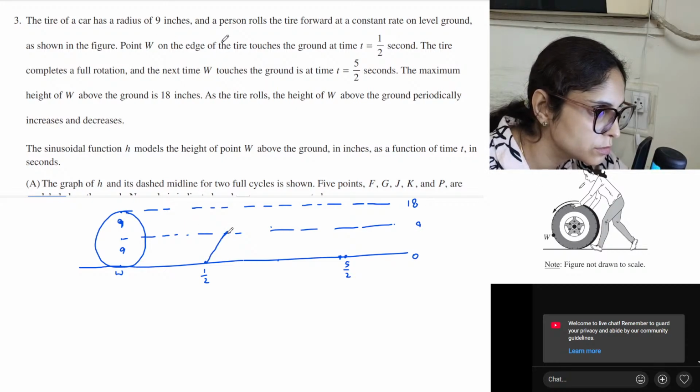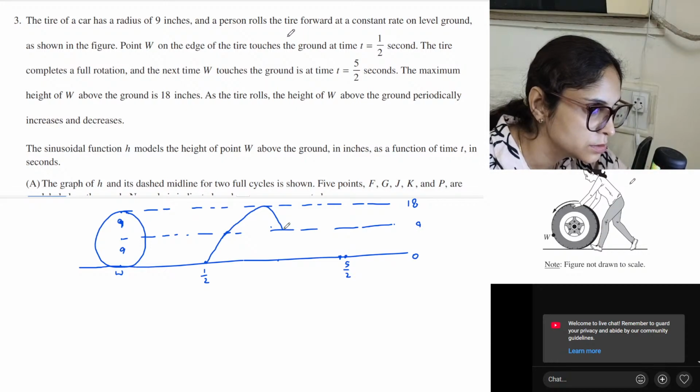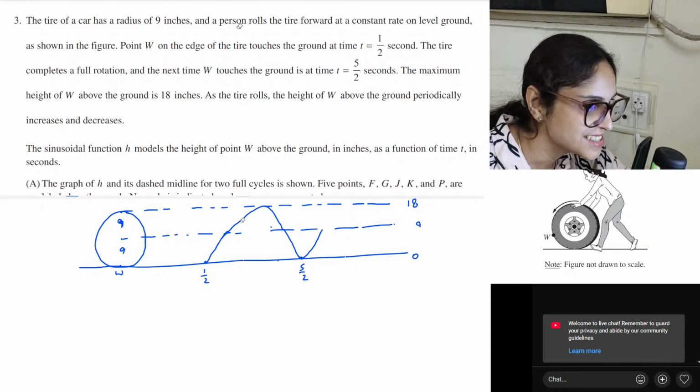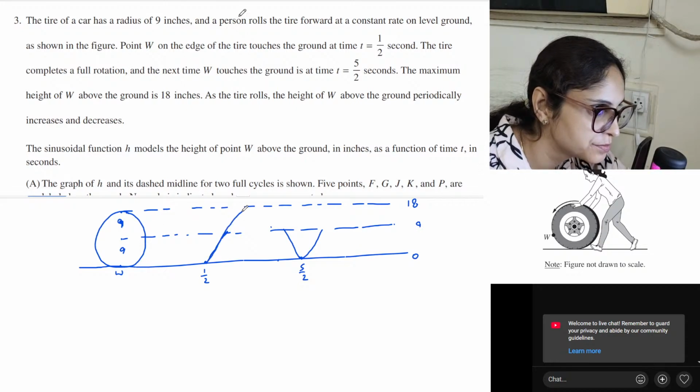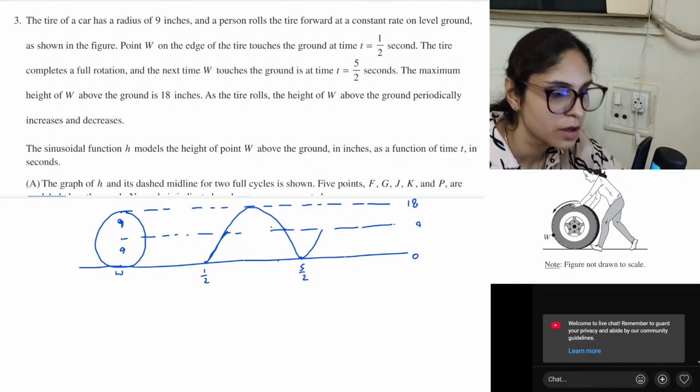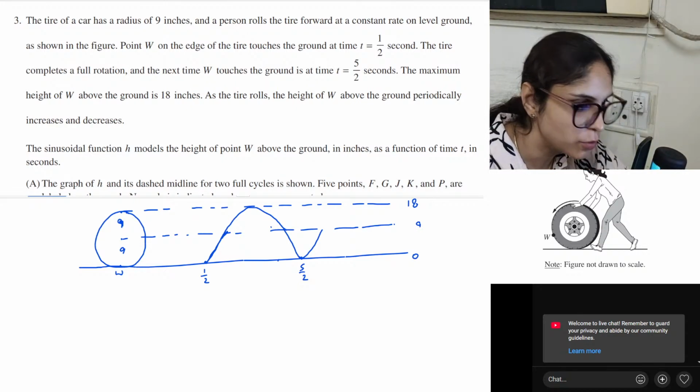Because from 0 you're going to 9, then you're going to 18, then you're coming back to 9, and then you're coming back to 0. And then again, you'll be doing the same thing. So this is 5 over 2. Yeah, I had taken it too far. And still it is not symmetric, but yeah, you get the gist of how it is going to look. So this is what we have done based on the question. Now what they are asking in part A, let's see that.